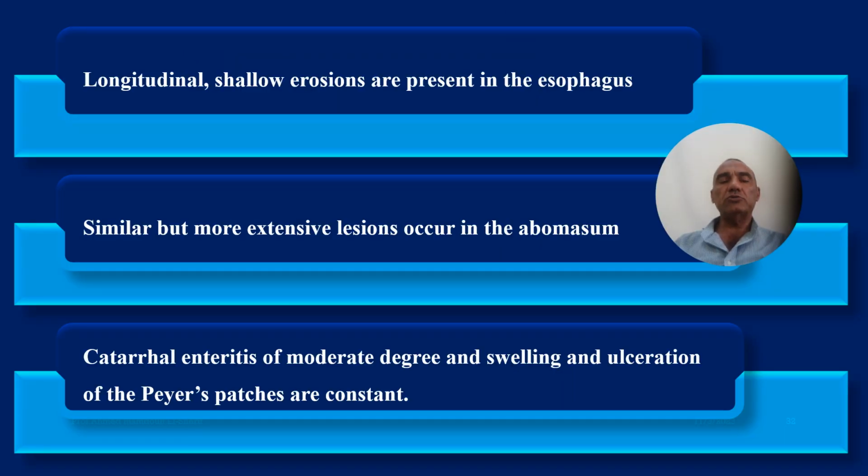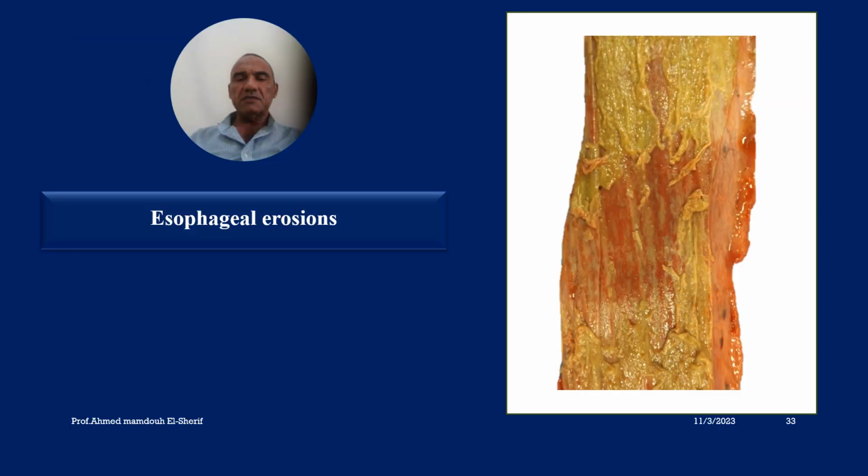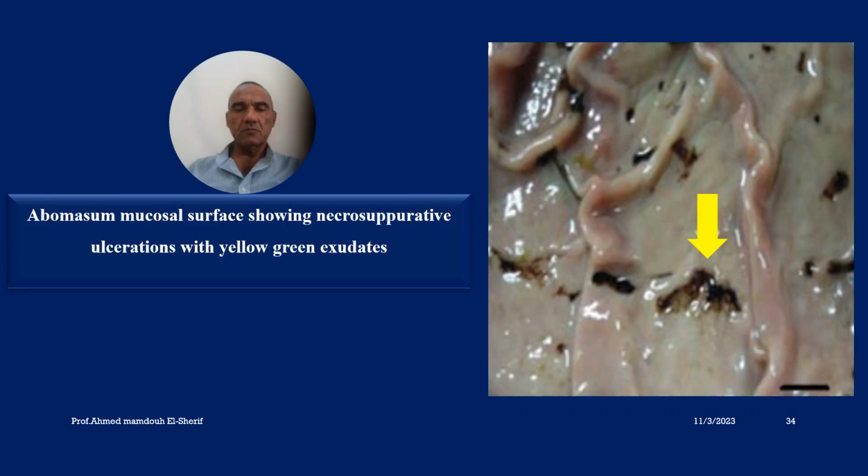Longitudinal, shallow erosions are present in the esophagus. Similar but more extensive lesions occur in the abomasum. Catarrhal enteritis of moderate degree and swelling and ulceration of Peyer's patches are constant. All of them are reported during the alimentary tract form. This is a clear picture of esophageal lesions.